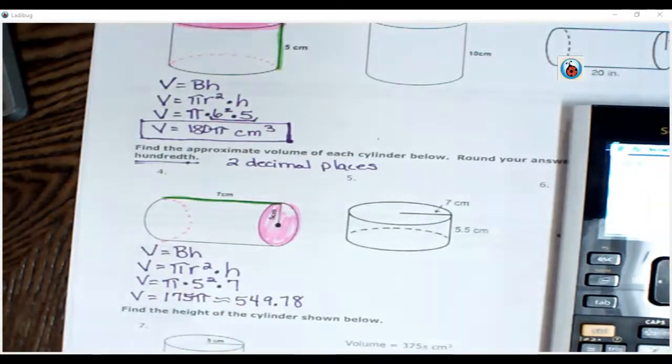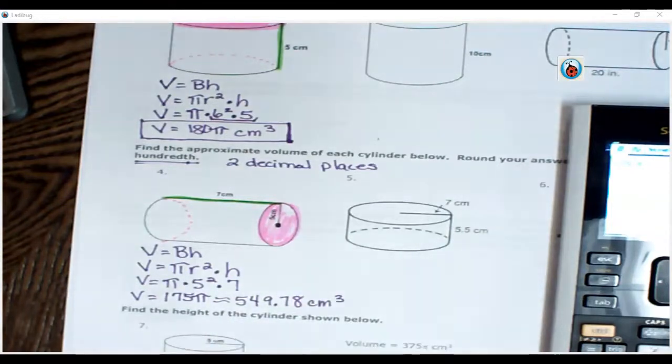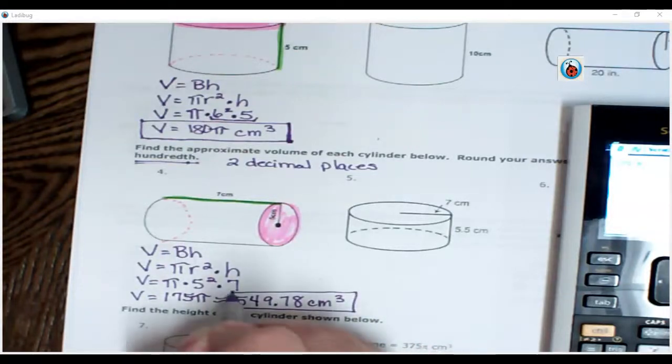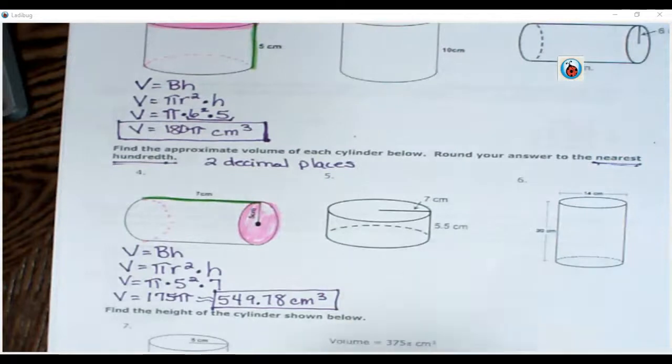549.78, and it's centimeters, so it's centimeters cubed, or cubic centimeters. So my final answer would be right here, calculated out with pi. Okay, so that could finish out 5 and 6.